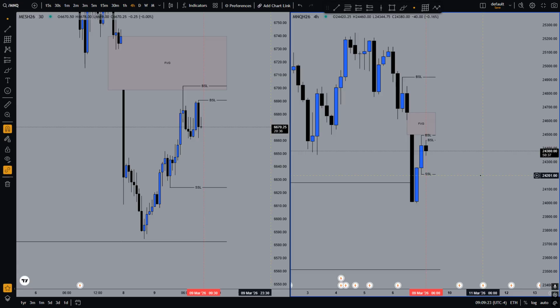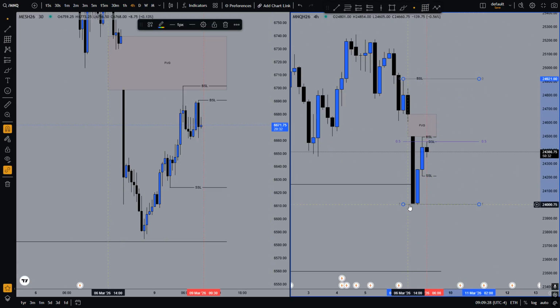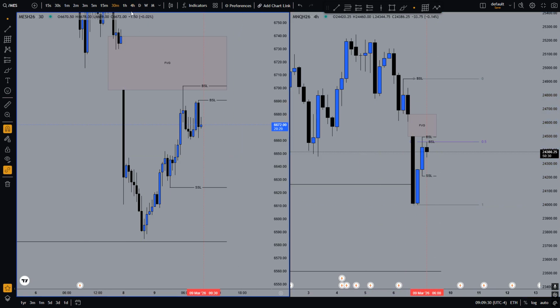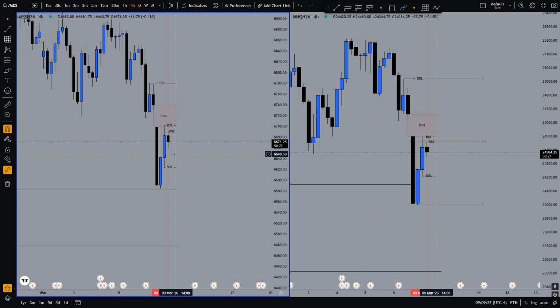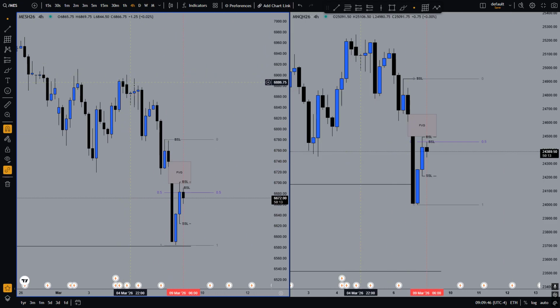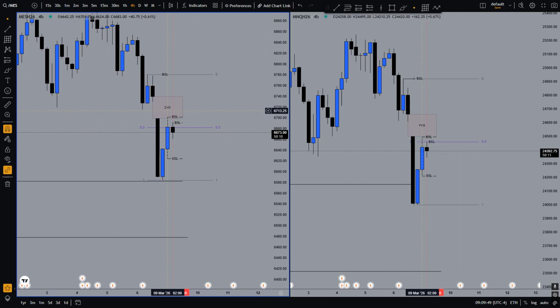Because for me to be super bullish, it wouldn't really make sense here. Let me see. Okay, so we're at equilibrium of both legs, right? I was kind of measuring from this daily leg up here, but on the 4 hour, you can see from this high to this low, we are at equilibrium. From the leg here that took sell side, we're at equilibrium of that leg on both ES and NQ.